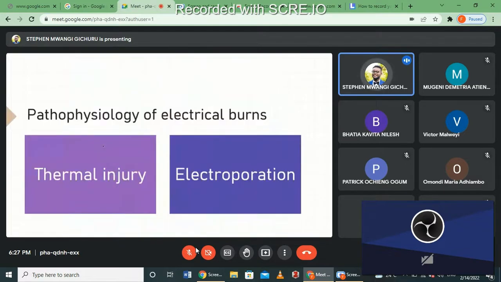The next one is electrical burns. In electrical burns, you have two main mechanisms: electroporation and thermal injury.